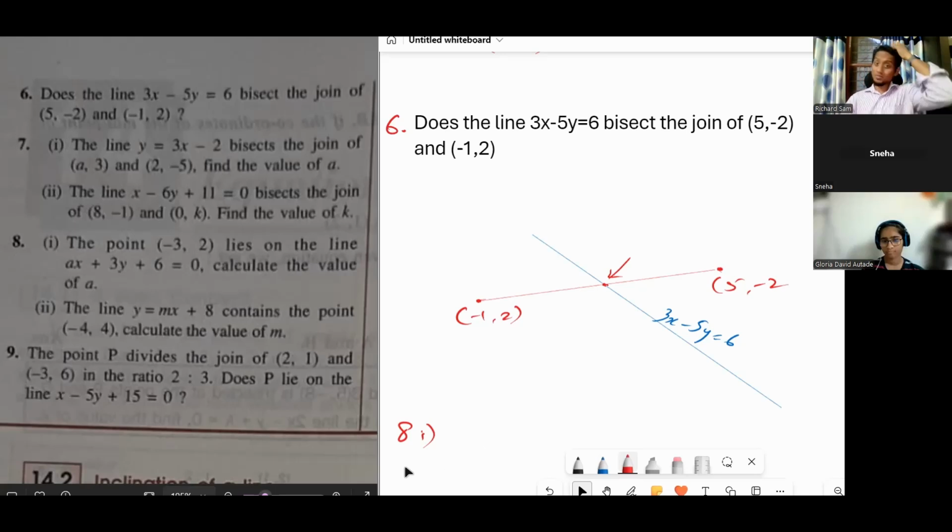Okay, done. 8-1. Which one are you doing? 8-1. The other one you got? Yes. You got this? What? Then what did you do? Only XY you want? Yes. Very fast. Okay.